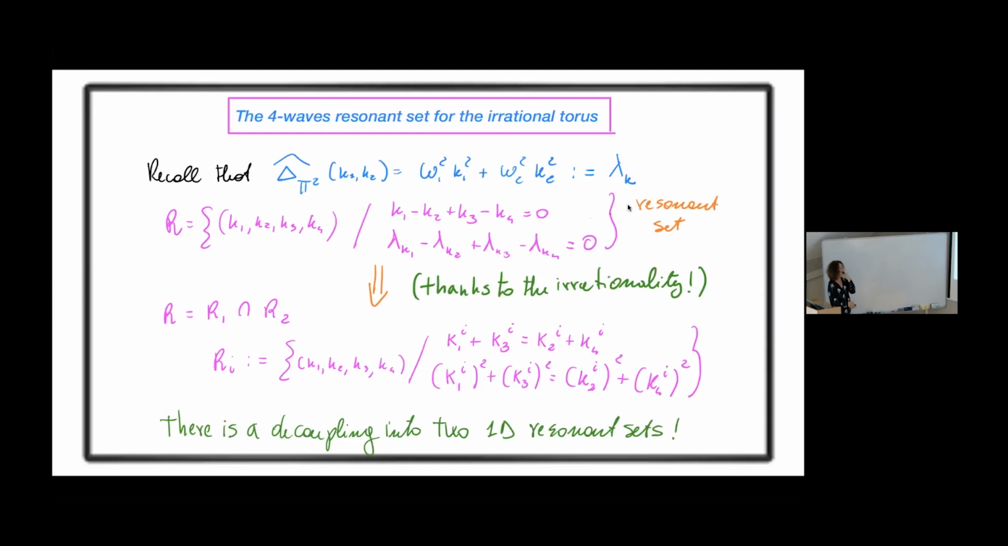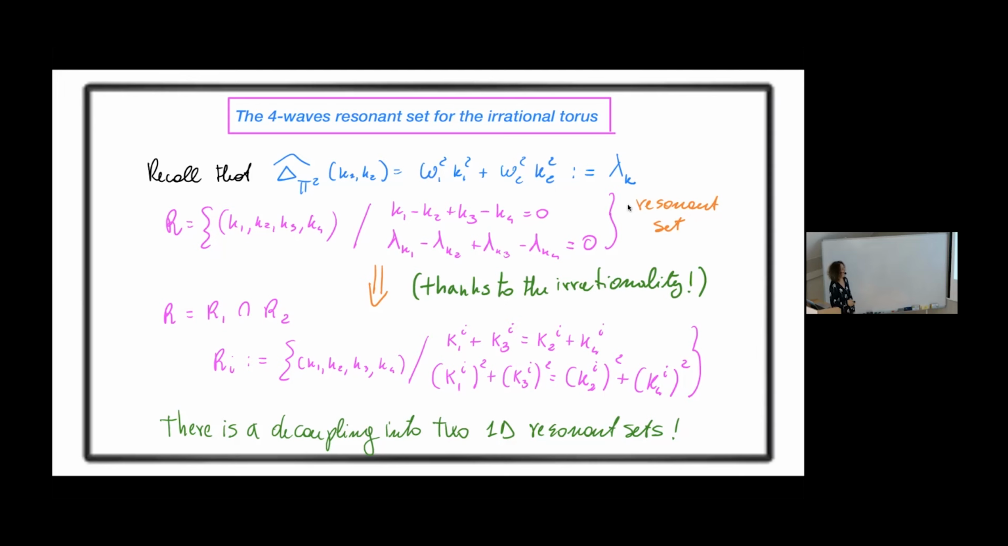So what is the four-wave resonant or quasi-resonant set? Let's start with the resonant one, and let me show you how you decompose into two one-dimensional resonant descriptions. If R is my resonant set, let me call lambda_k exactly the symbol. If I were in a square, it would be just k_1 squared plus k_2 squared, which is the usual absolute value of k squared. That's the frequency, the usual way you write the symbol.